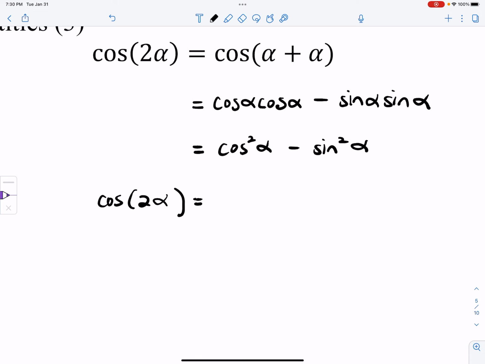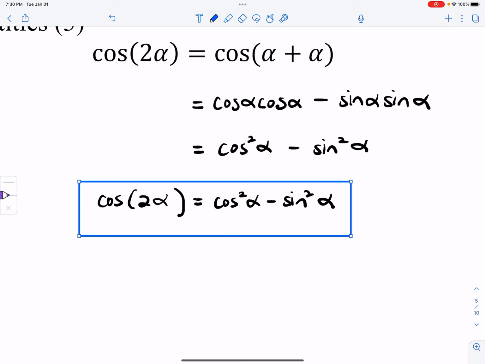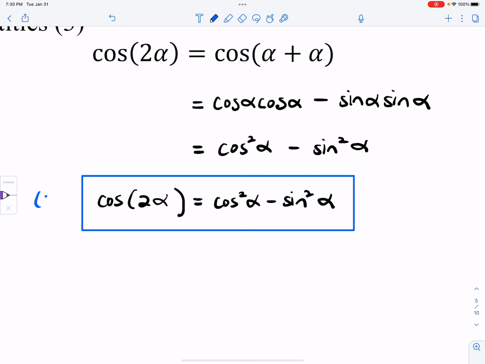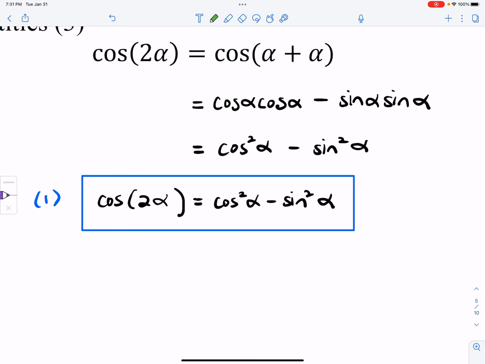Or that's what I like to think of as being the first one. Okay, so this is one. The other two can be derived by referencing the Pythagorean identity, the first one, right? So cosine squared alpha plus sine squared alpha is equal to 1, and using properties of equality to manipulate this identity.